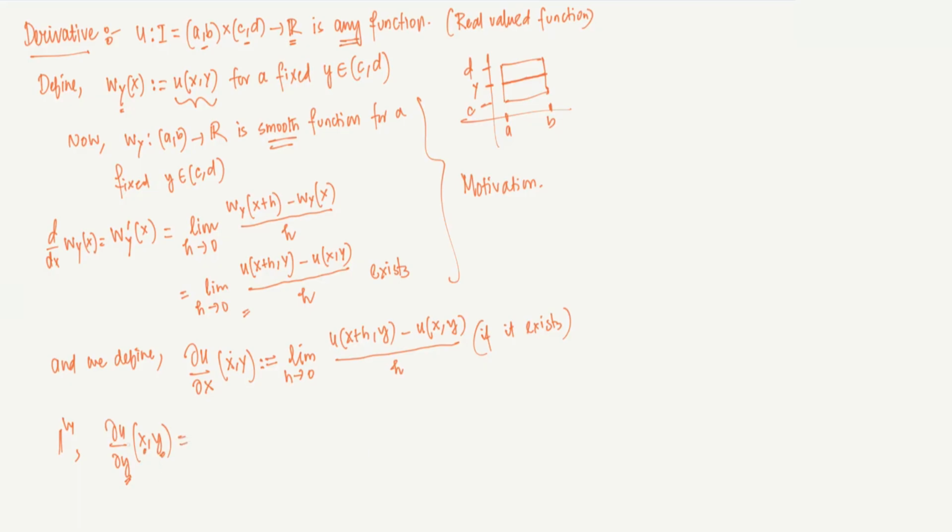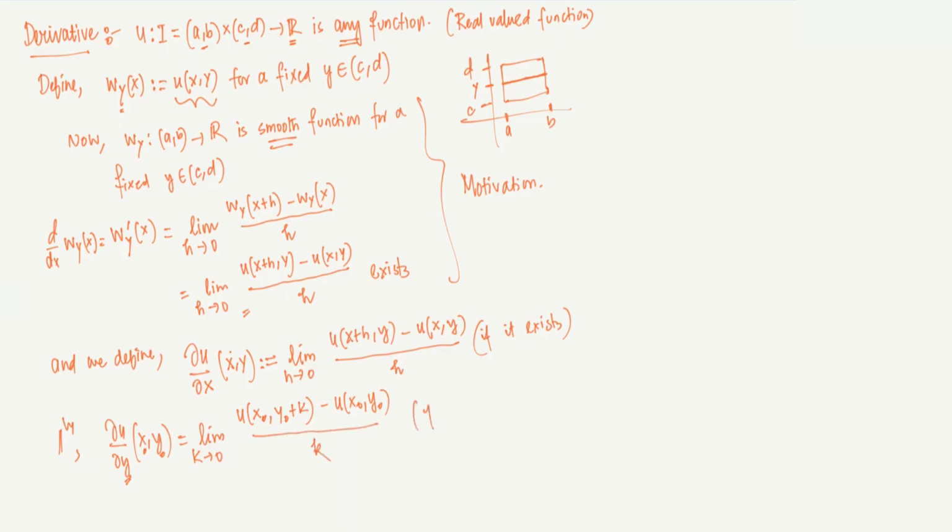So in this case, what should that be? It will be the limit as k tends to 0. This is h, this is k, and we can write it as u of... So in this case, you see, only y is varying. We are not really interested in x. So x remains x naught. This is x naught, and y naught plus k, minus u of x naught y naught, divided by k.